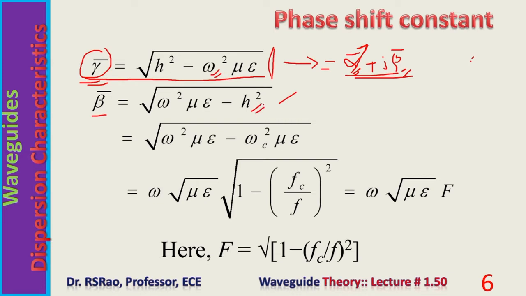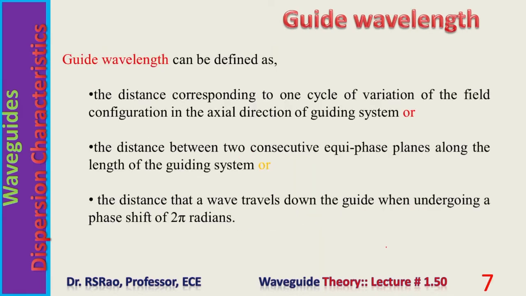Its value depends upon the guide configuration. For parallel plate guides, one expression; for rectangular waveguides, another expression; for circular waveguides, some other expression. But in all the cases, h square is equal to omega c square mu epsilon. From this, a little bit of manipulation leads to omega root mu epsilon times the square root of 1 minus (fc by f) whole square, or omega root mu epsilon multiplied by F, where F is the square root of 1 minus (fc by f) whole square. Once beta bar is known, the remaining things can be very easily derived or found.